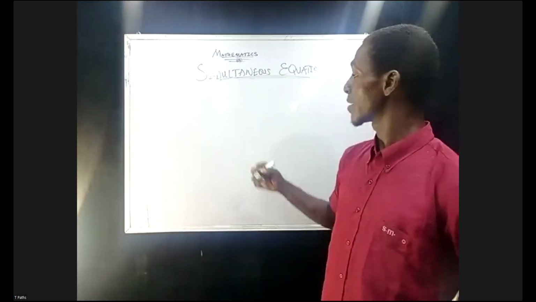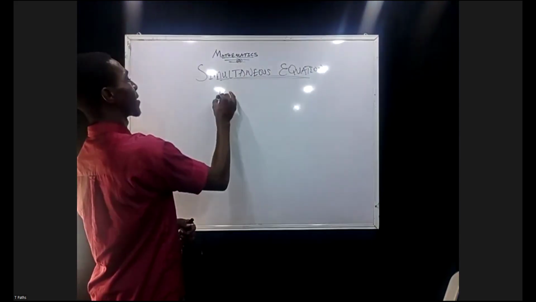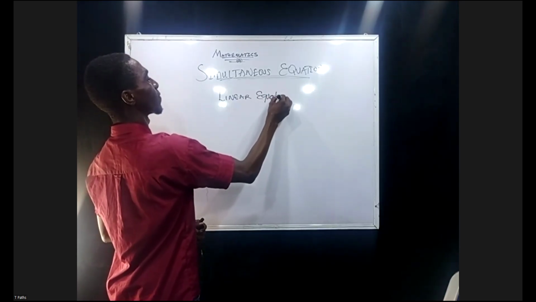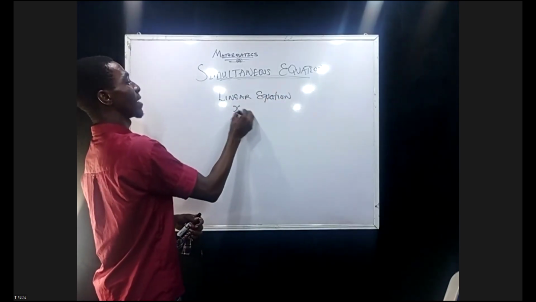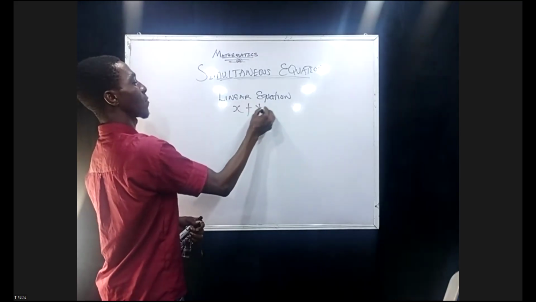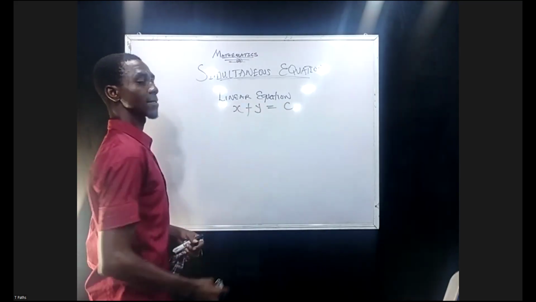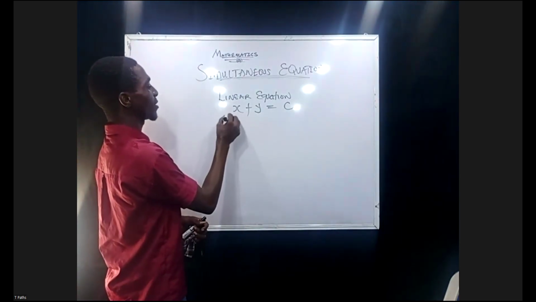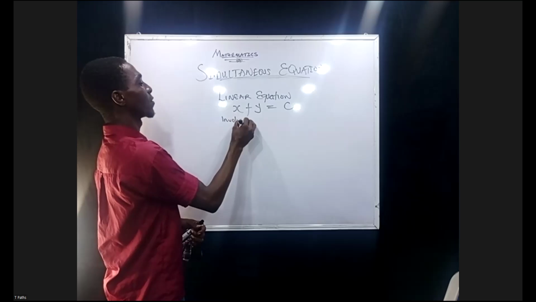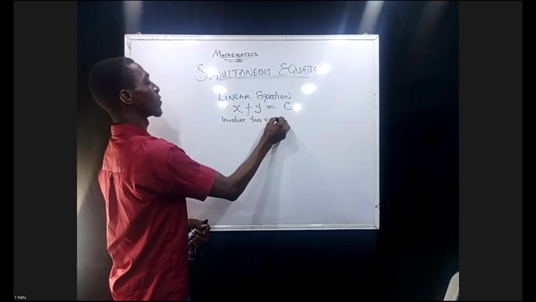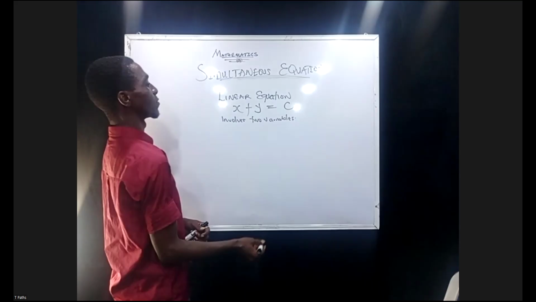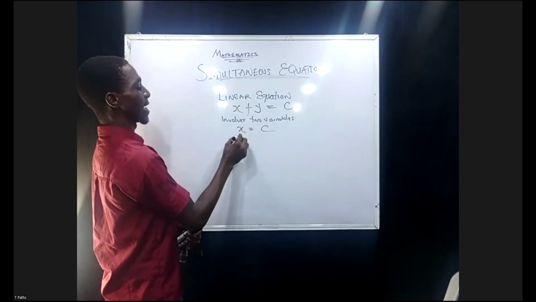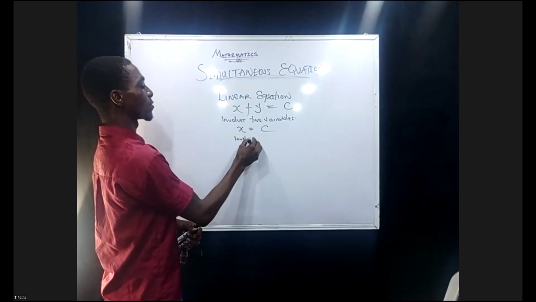Examples of a linear equation. Here we have x plus y equals a constant. Here is an example of a linear equation. Also, this linear equation involves two variables. We have x equals a constant. Then here it involves one variable.